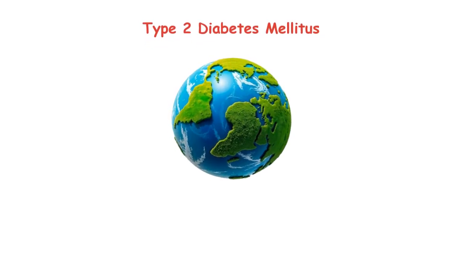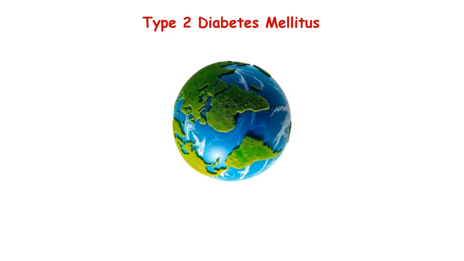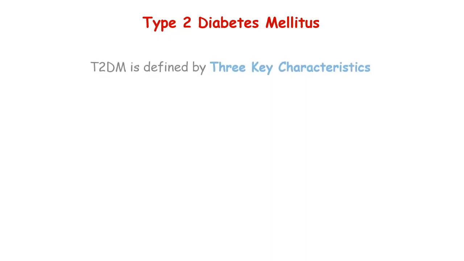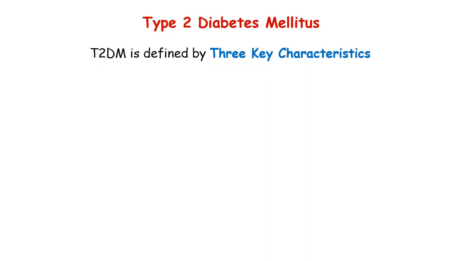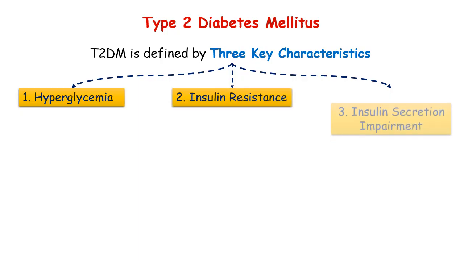Over 400 million people worldwide are living with type 2 diabetes mellitus, which often develops silently and leads to serious health complications. In this video, I'll break down what type 2 diabetes mellitus is, and who's at risk of developing this medical condition.